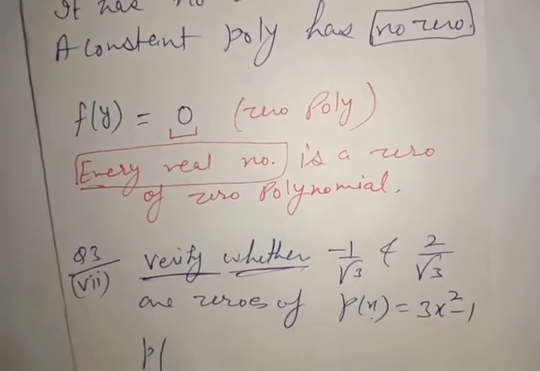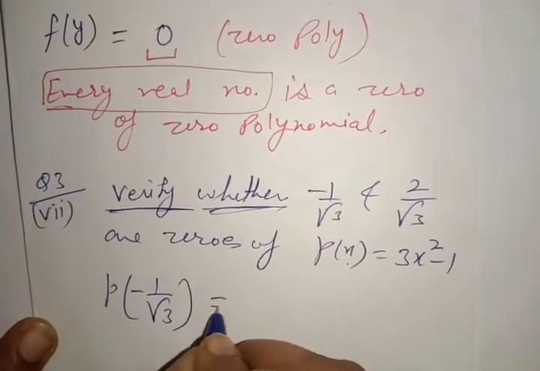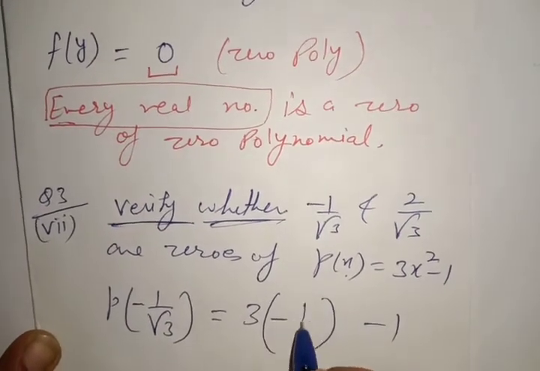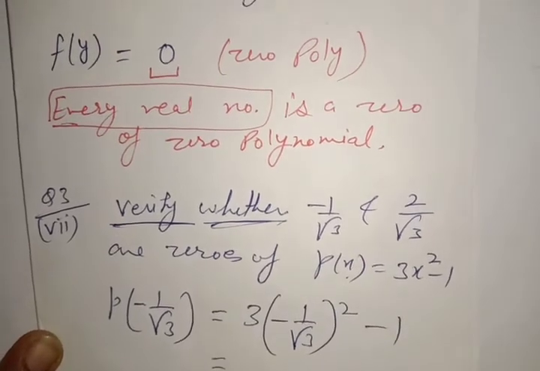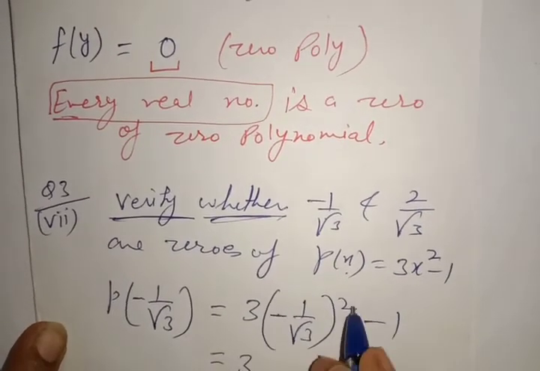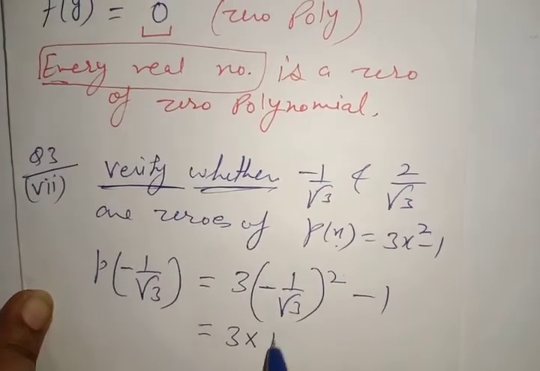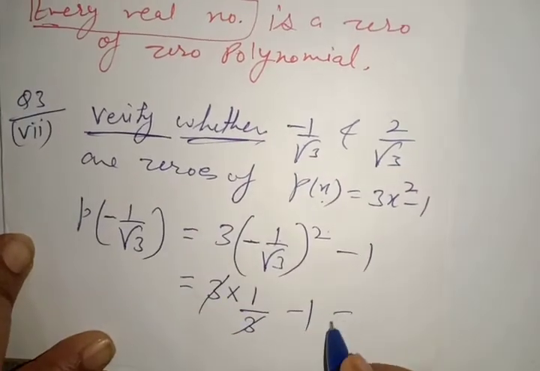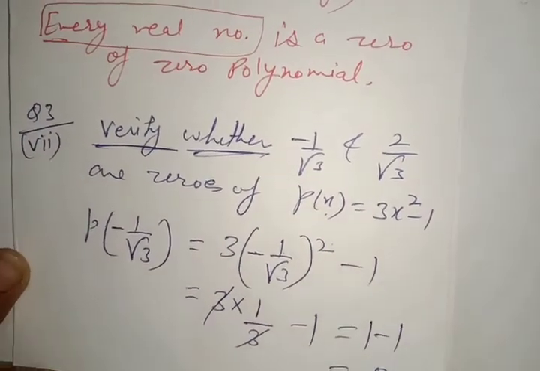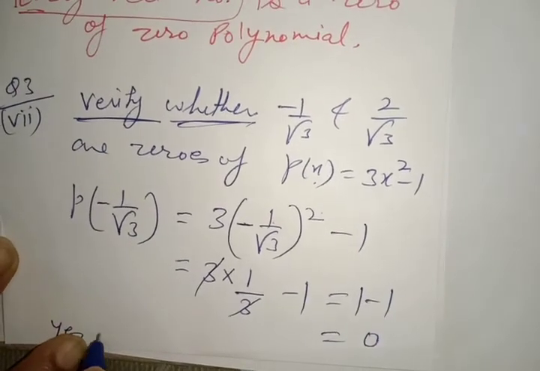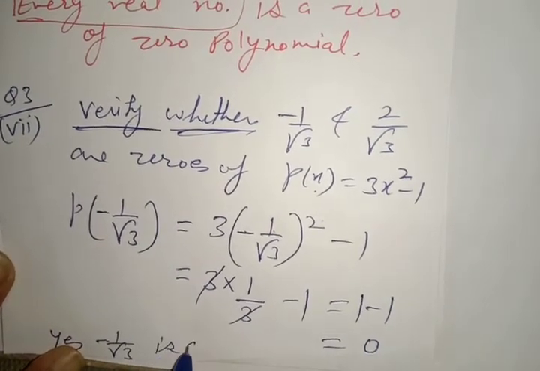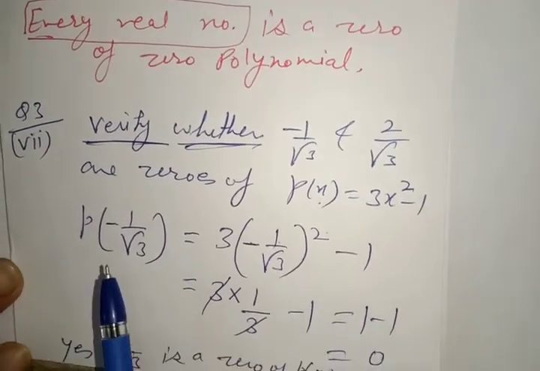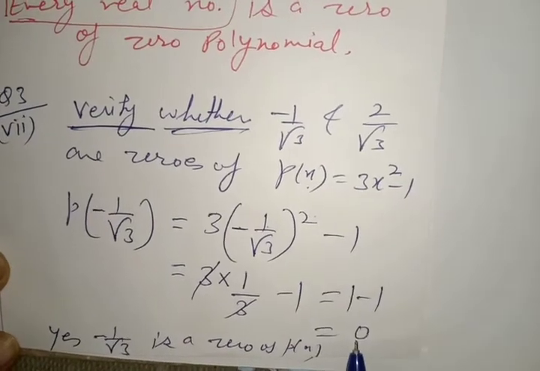First I am going to check with this number. It is 3 times, in place of x, minus 1 by root 3 square. You have done number system, so you know minus square is plus, 1 square is 1, and root 3 square is 3. 3 gets cancelled with 3, and this is 1 minus 1, which is equal to 0. So yes, minus 1 by root 3 is a zero of p(x), because this is the value which makes the whole polynomial equal to 0.